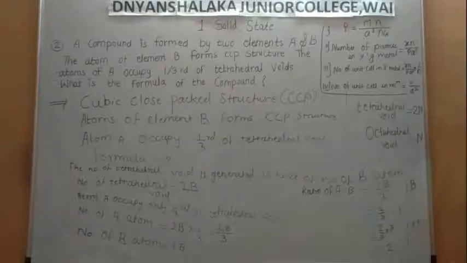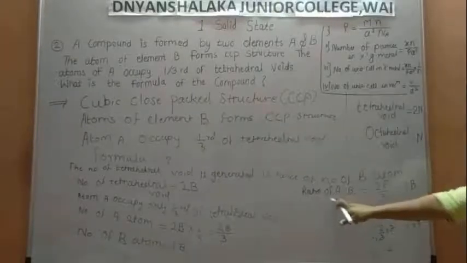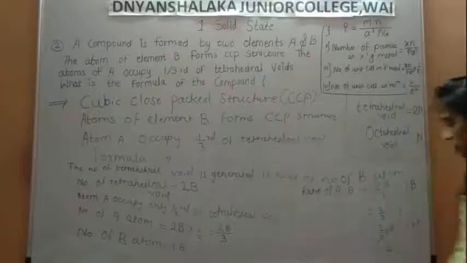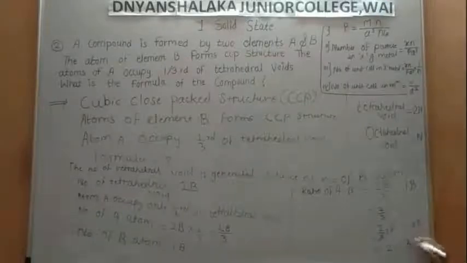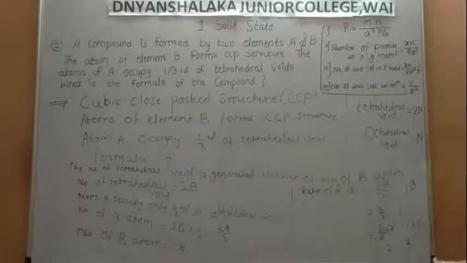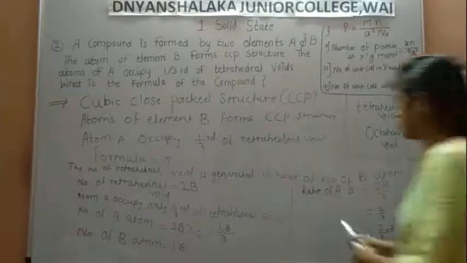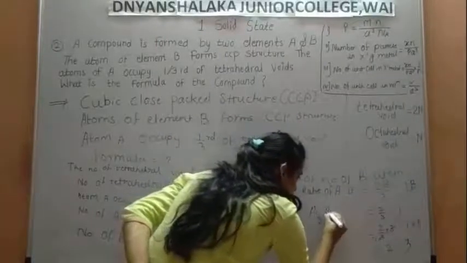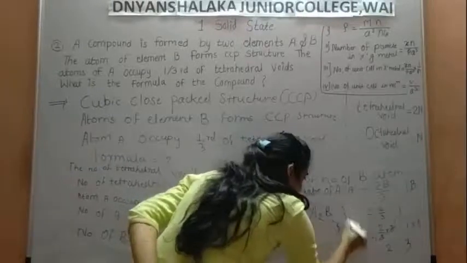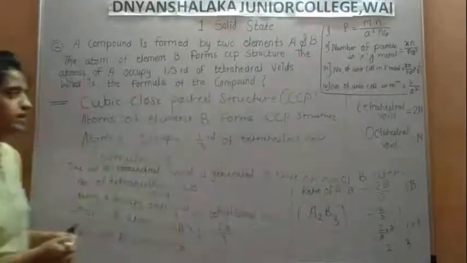So how many atoms of A? This is the ratio of A as to B. So the ratio of A is only 2 atoms, and the ratio of B, 1 into 3, is 3 atoms. So this is the formula of the compound, meaning we get A2B3. This is the formula of the compound. We get the final answer.